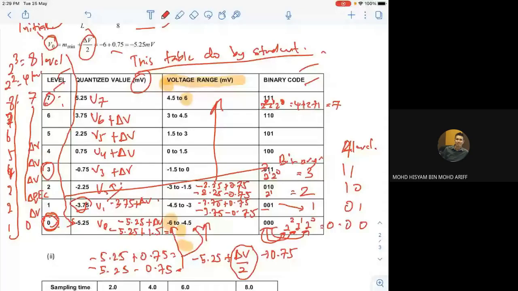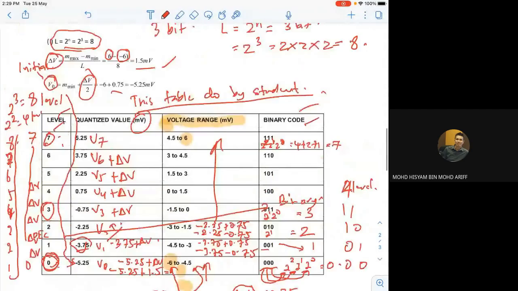After you get this table, you relate it with the sampling interval. Remember, your sampling interval is every 2 microseconds. I already gave you this copy on WhatsApp. Please print it. When you print it, it is easy to understand. Now the problem occurs here.